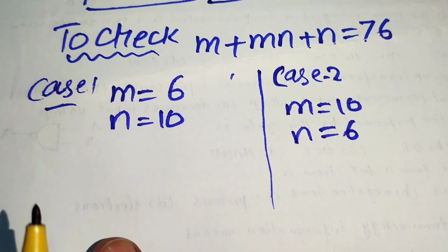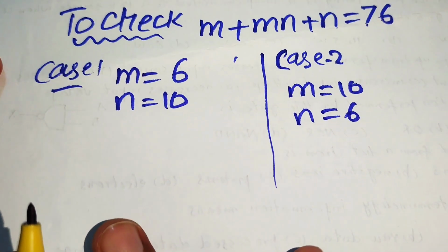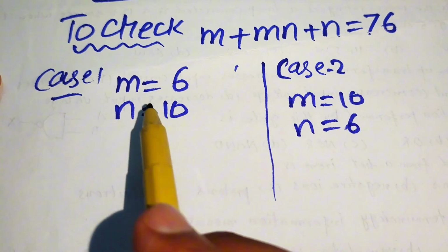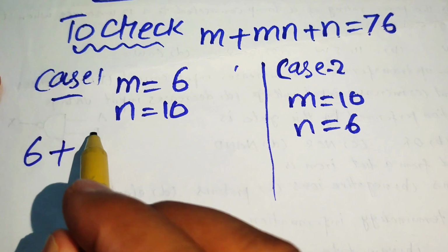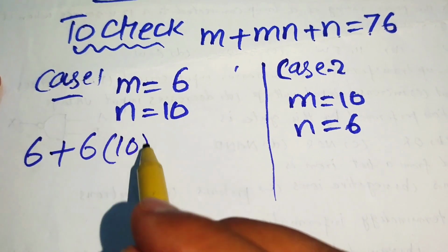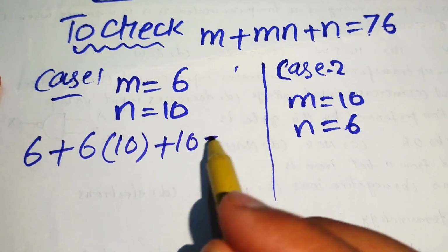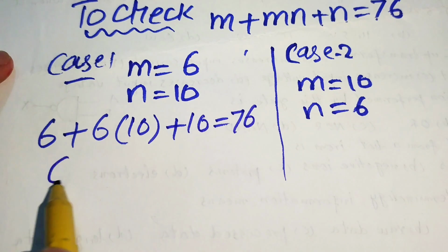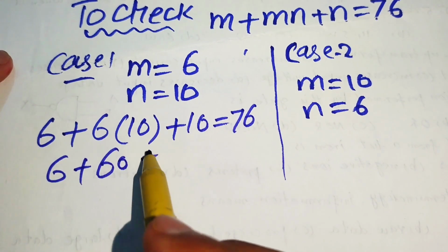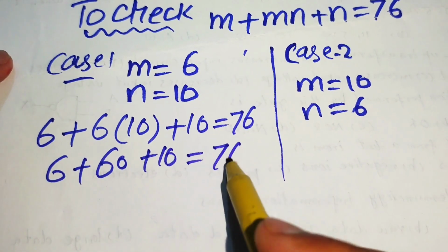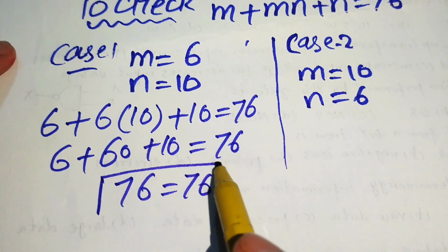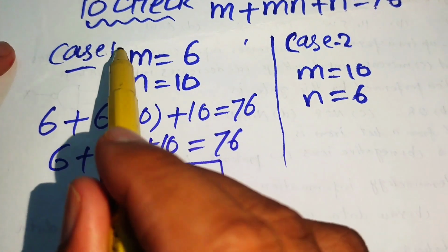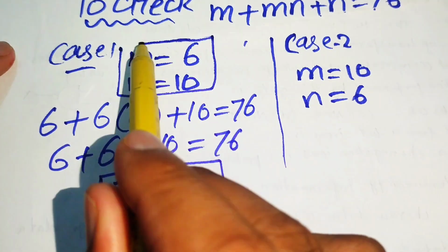So now we verify these solutions. Here we substitute these values in this equation and we see that this is 6 + 6 times 10 + 10 equals 76. So this is 6 + 60 + 10 equals 76, and we easily get 76 equals 76. So this means that this solution satisfies the given question.